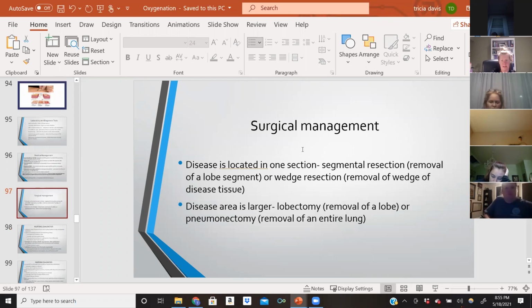Sometimes, depending on how severe the infection is, they might have to do surgical interventions. So if the disease is heavily located in one area, they can do a segmental resection. They can just remove a lobe of the lung. They might have to do a wedge resection, which is where they remove just a wedge of the actual diseased tissue. They don't have to remove the whole lobe. If the disease is in a larger area, they might have to do a lobectomy, which is a removal of a lobe, or a pneumonectomy, which is removal of the entire lung. That would be in extreme circumstances.